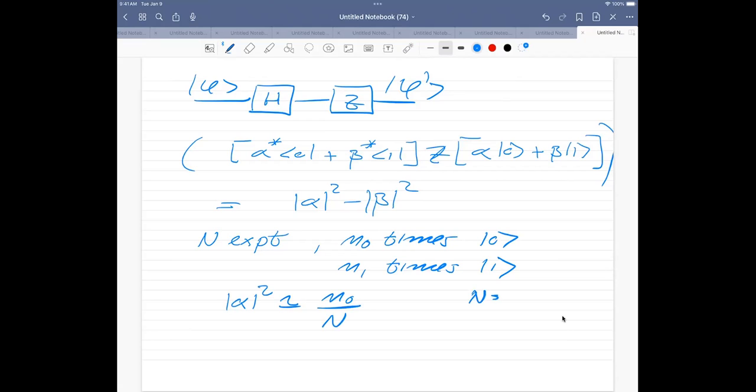So n is equal to n0 plus n1. And finally, your beta squared is going to be approximately equal to n1 minus n. And then we can obviously invoke the law of large numbers, or Bernoulli's law.